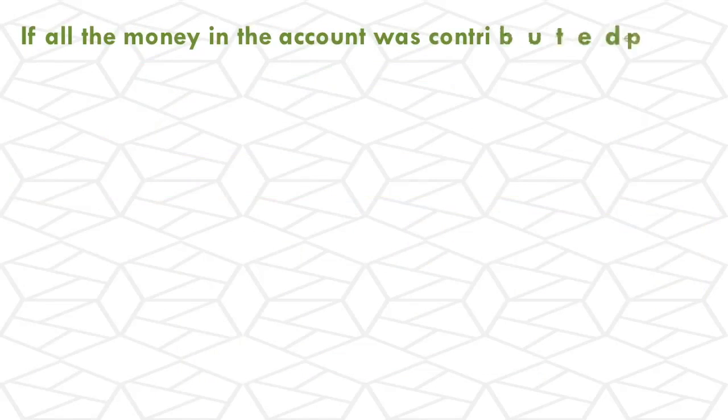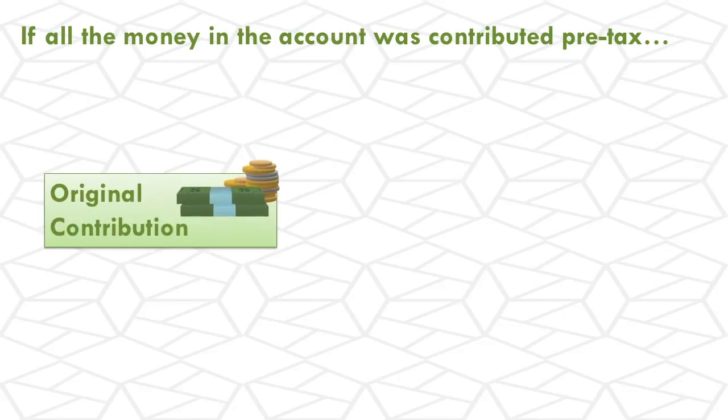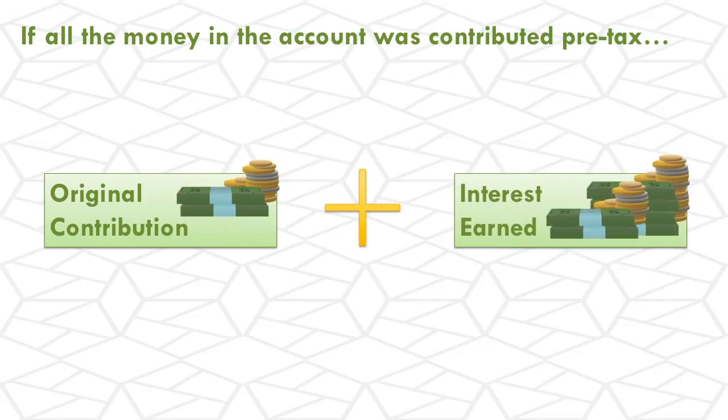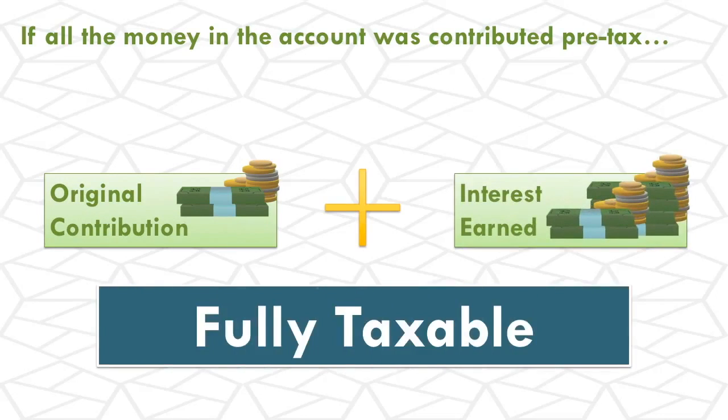If all the money in the account was contributed pre-tax, so there has been no taxes paid whatsoever on the money that was contributed into the account, that means that the original contribution plus the interest that is earned in the account are all going to be fully taxable when taken as a distribution.